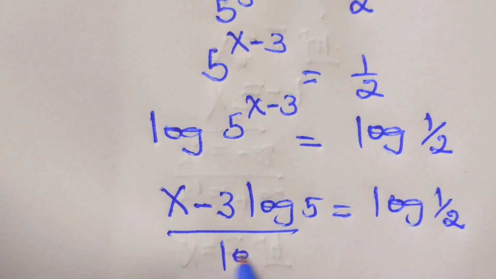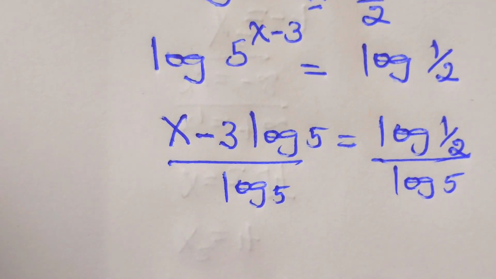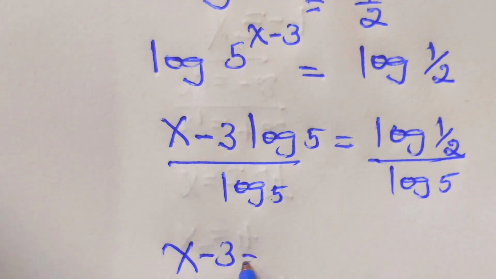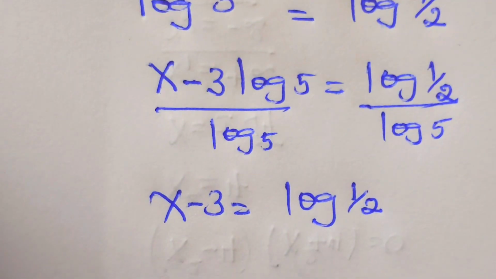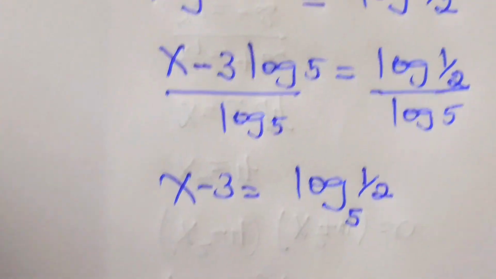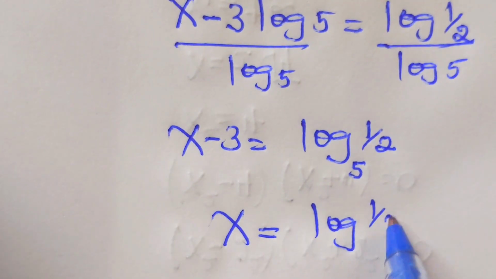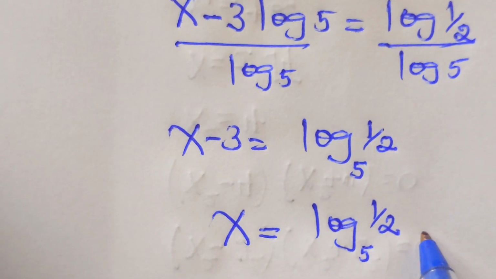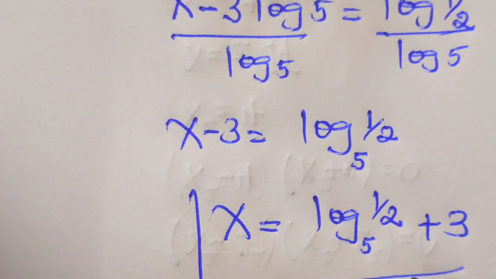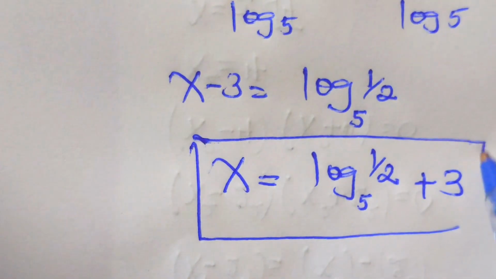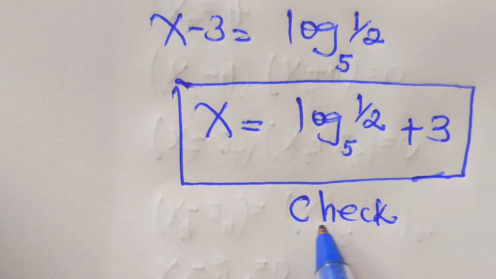We divide by logarithm of 5 on both sides, and we remain with x minus 3 equals logarithm of 1 over 2 to the base 5. So x can only be logarithm of 1 over 2 to the base 5 plus 3, and this is our value of x. And we always have to check if the answer is correct.